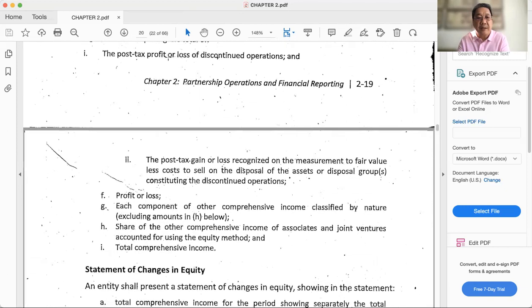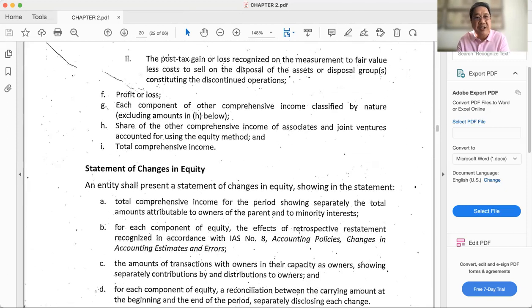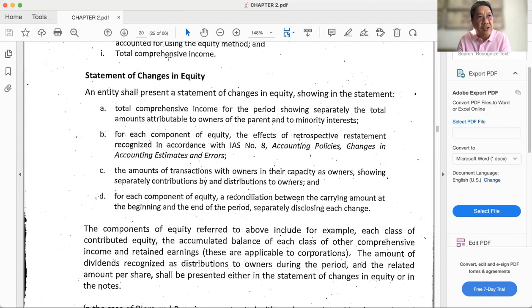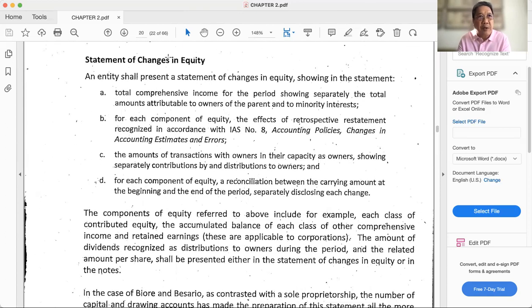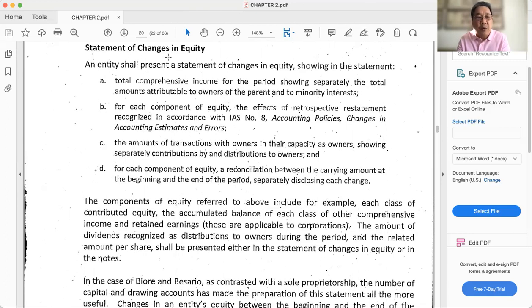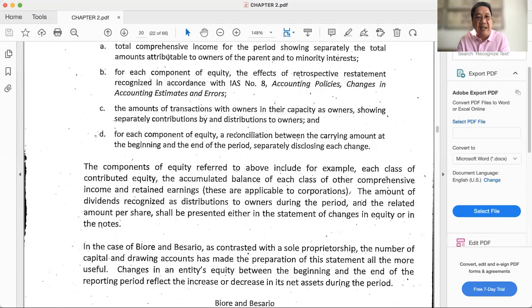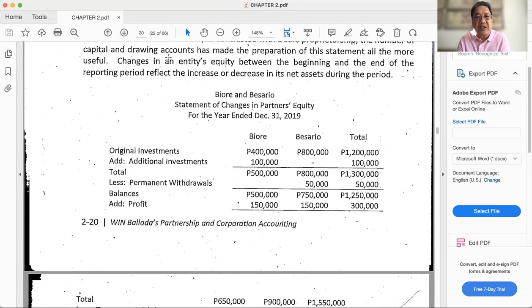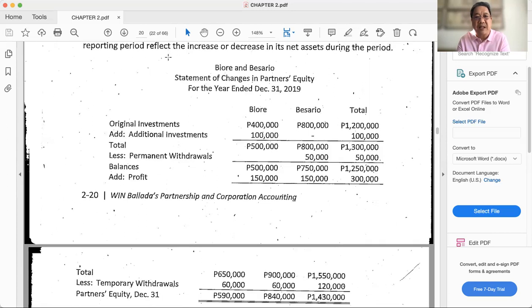Okay? At ang lalabas dyan ay yung profit and loss. Statement of changes in equity, kung paano gumalaw ang iyong kapital. Kung kumita, syempre lumaki. Nagkaroon ka ba ng withdrawal, syempre nabawasan. At kung nalugi, syempre nabawasan ng kapital. Okay. These are examples, short, small examples of kay Biore at kay Besario.